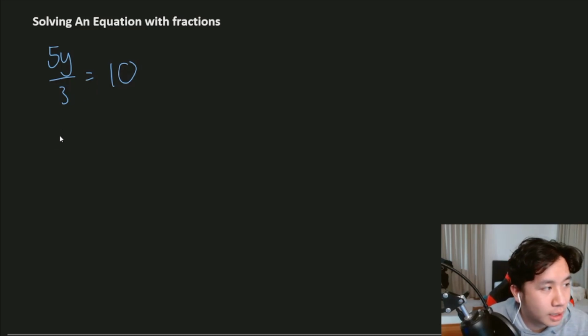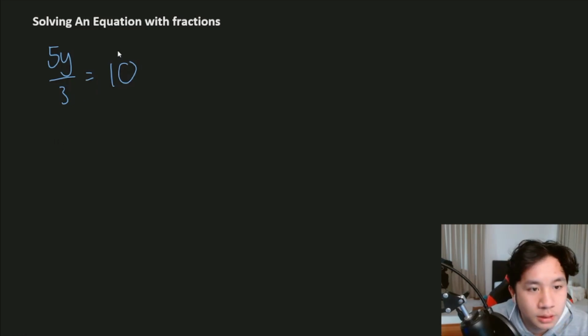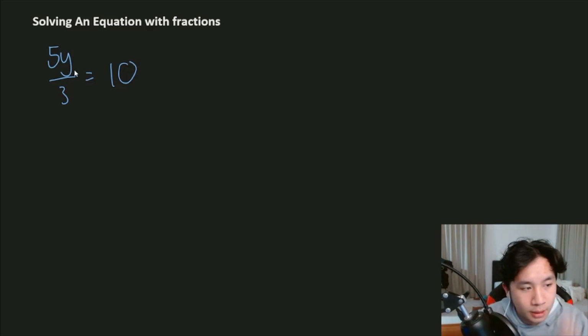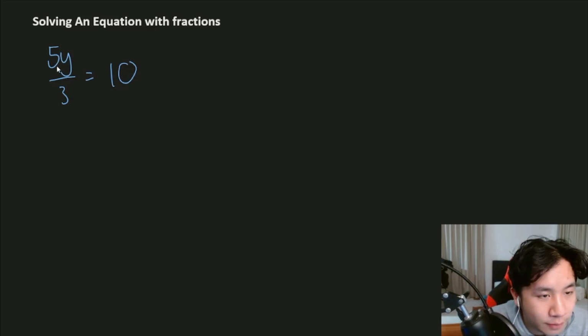Alright, so today we'll be looking at solving an equation with fractions. Here we have 5y over 3 is equal to 10. If you remember from the previous video, or if you didn't watch it then I'll explain it, essentially with equations you want to do the opposite of what's shown. So we have 5 times y over 3 equals 10, okay?